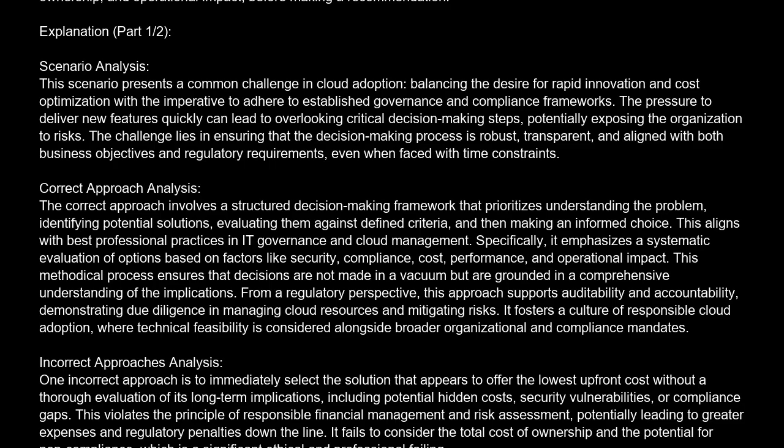The correct answer is A. Conduct a thorough evaluation of both solutions against predefined criteria, including security, compliance, total cost of ownership, and operational impact, before making a recommendation. Explanation.